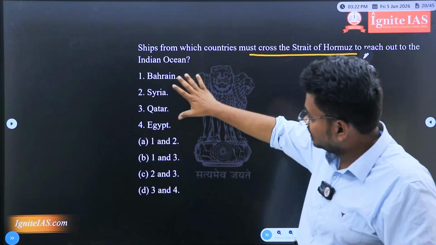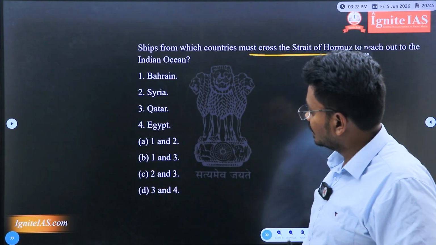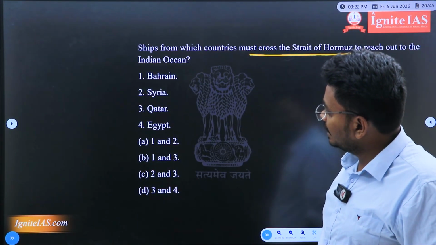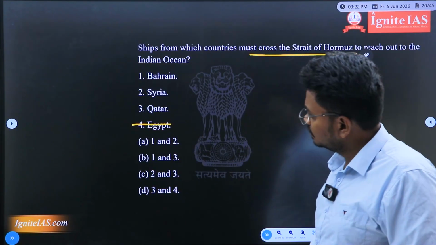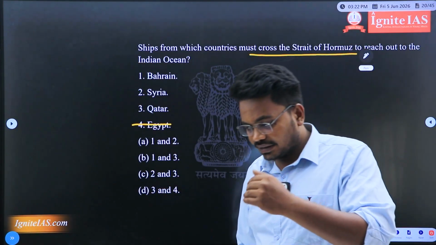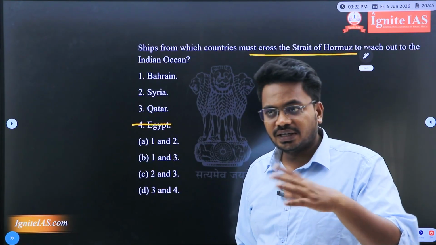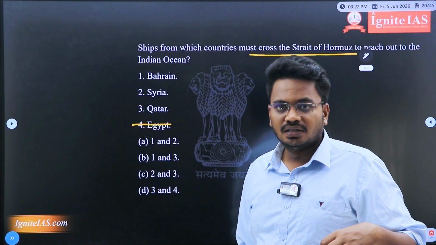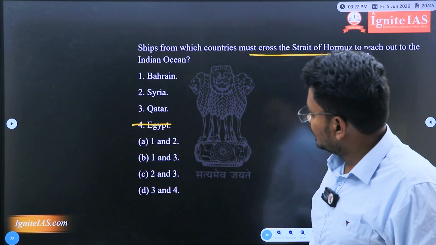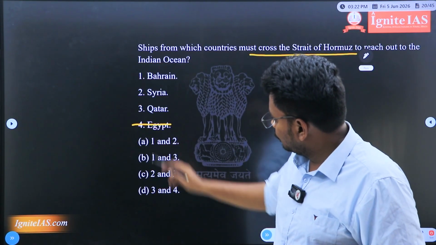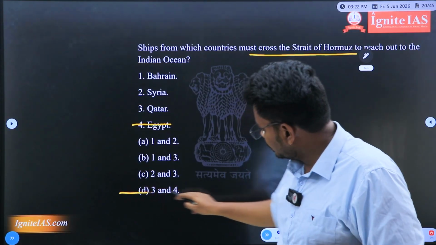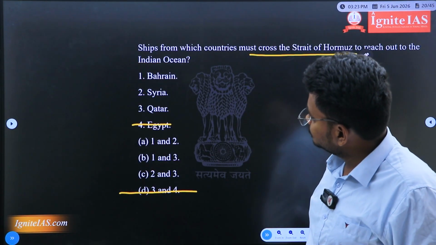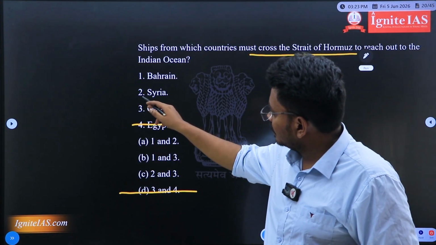Now, if you see the countries which were given here, you can easily eliminate certain countries, right? You can easily eliminate Egypt. Why? Egypt is near the Mediterranean Sea, or else we can say it is near the Red Sea. So if you eliminate Egypt, statement 4 should not be there in the answer. So option D has gone. Now, you can easily eliminate Syria as well.